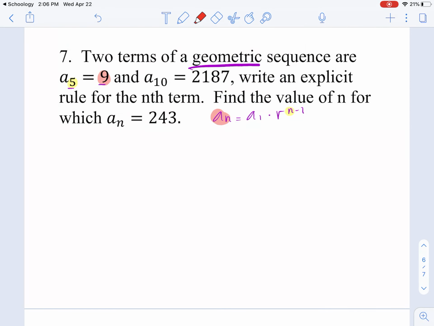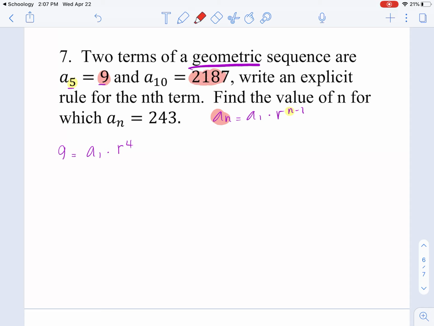I get this is 9. So I can write one equation so far. 9 equals a sub 1 times r to the n minus 1, 5 minus 1. And then I'm going to change that to 4 because I can do that mental math and make it easier right now.